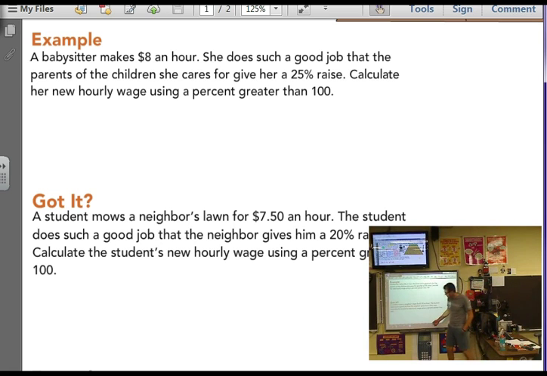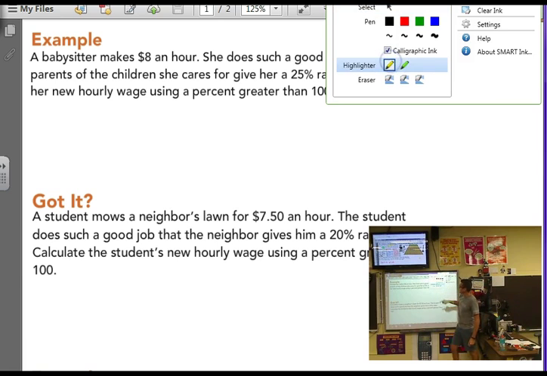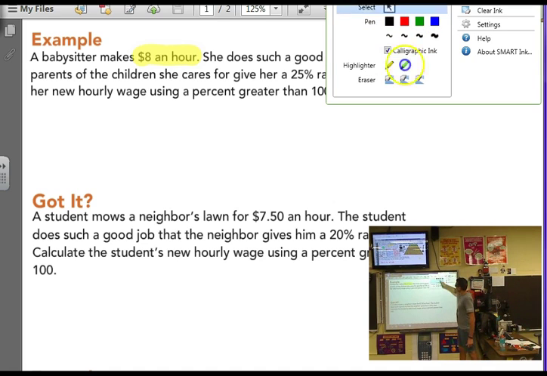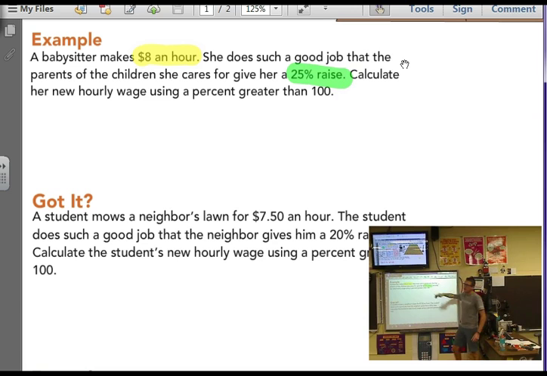All right, so fairly soon, a lot of you are probably going to start trying to get jobs to make your own money. And one thing that a lot of people end up doing is babysitting for neighbors or family or some people that already know them and trust them and know that they're a reliable young adult. So let's say that one of you is babysitting and you're getting paid $8 an hour. But you've been doing such a good job that they say, you know what, you deserve a raise. We're going to give you a 25% raise.